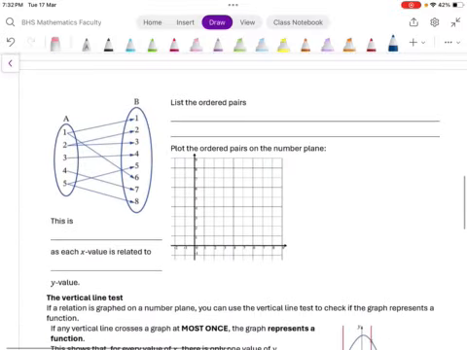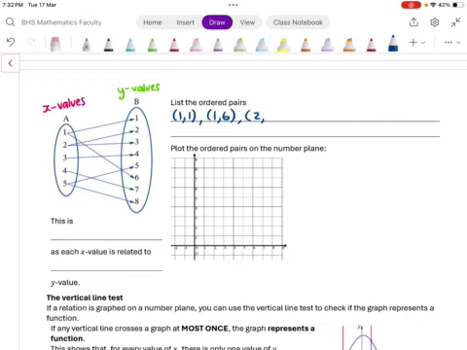Moving on to our next one, we have another diagram, and we want to list the ordered pairs. Again, this is our x values in set A, and then we have our y values in set B. So let's list our ordered pairs. The first one is (1, 1). Then we have (1, 6).